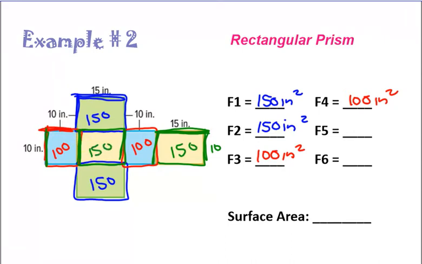And so for both of those, it's going to be 150 inches squared. Now what I need to do is find the sum of all of that. So 150 plus 150 plus 100 plus 100 plus 150 plus 150. And so that's going to give me a surface area of 800 inches squared.